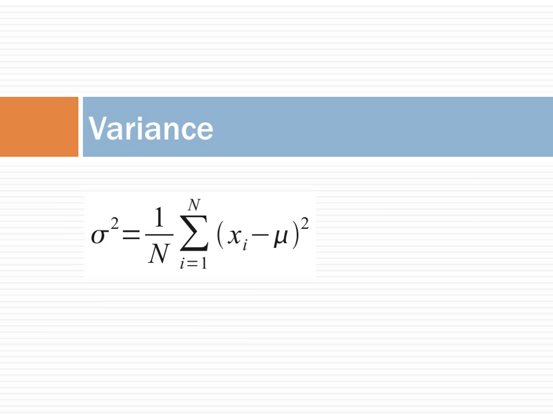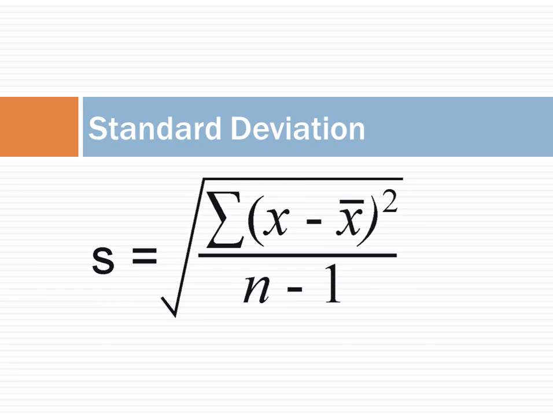The measure of the spread is calculated in this way and called variance. It is defined as the average of the square of the deviations for every point in the population. The standard deviation is the square root of the variance.